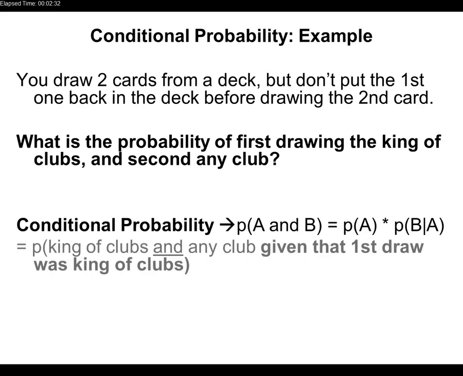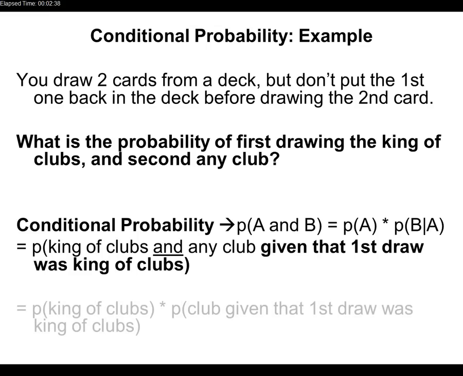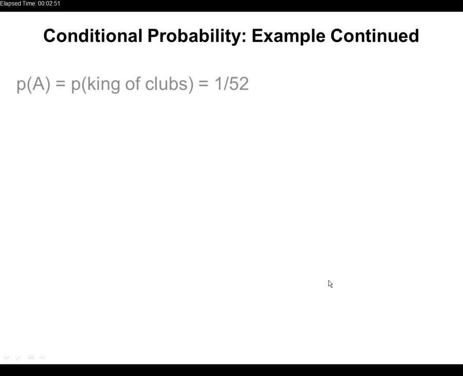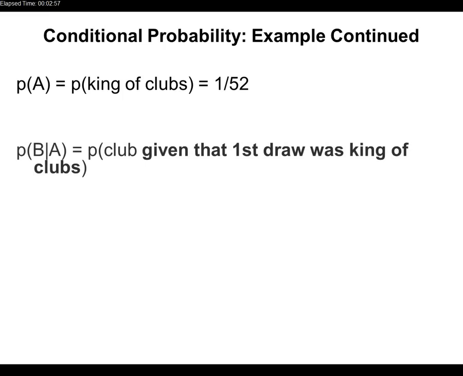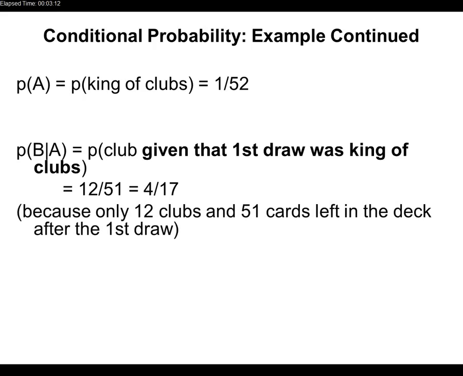So let's go ahead and take a look and put some numbers in. P(king of clubs and any club, given that the first draw was a king of clubs) is the P(king of clubs) times the P(any club, given that the first draw was the king of clubs). Let's continue it. The first one is 1 of 52. Given that the first draw was a king of clubs, the second equals 12 divided by 51. When we reduce that, it's 4 divided by 17, because only 12 clubs and 51 cards are left in the deck after the first draw.